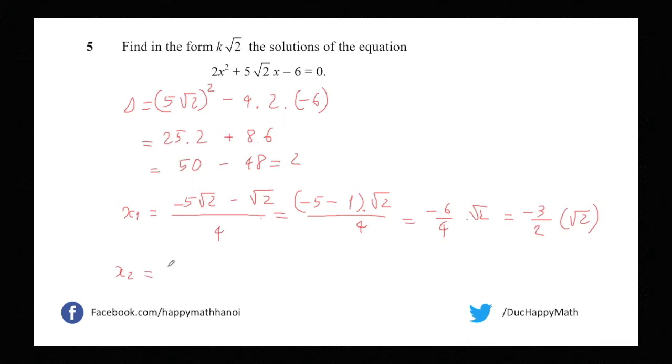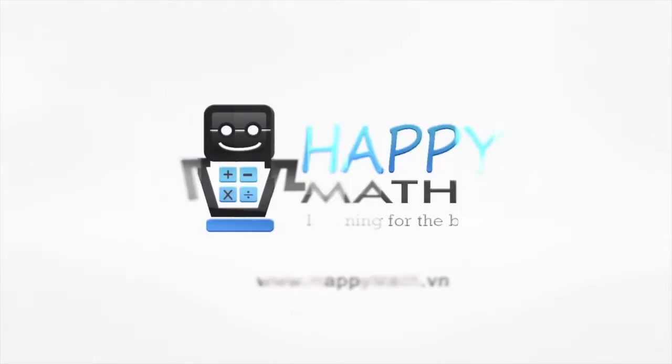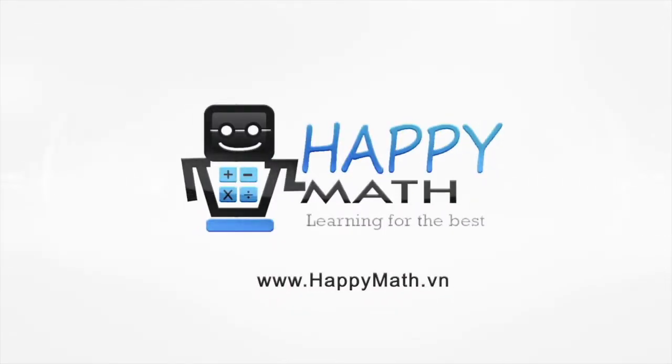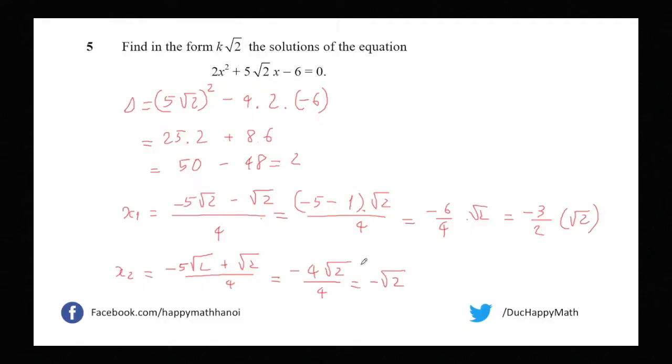In the same way we take x2, plus 4, and you get here minus 4 square root of 2 divided by 4, and you get minus square root of 2. That's the question.